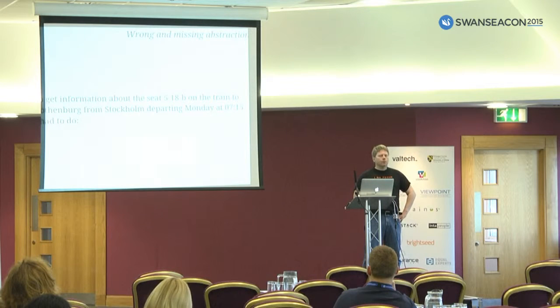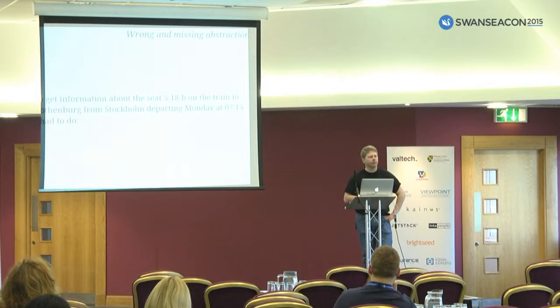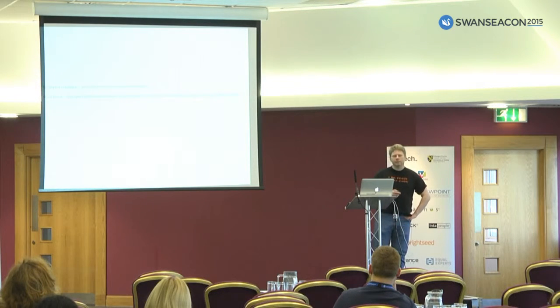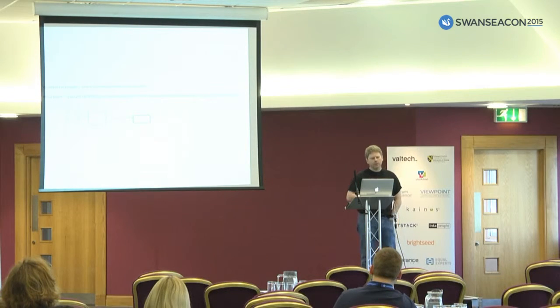That would be coach 5, seat 18B, which is located at the table, and your travel will be back in the traveling direction. I had to do something like this, which I don't even think you can read. So I had to get the transport. I had to ask it for a unit group. I had to ask it for a unit, a compartment, and then finally a place.